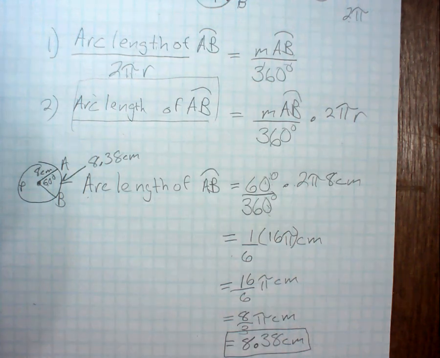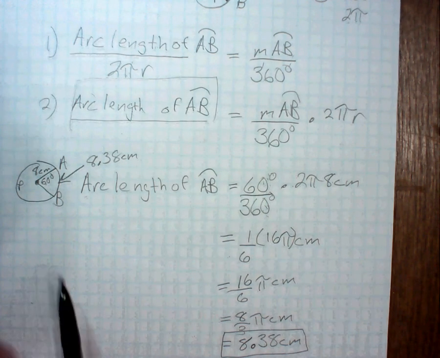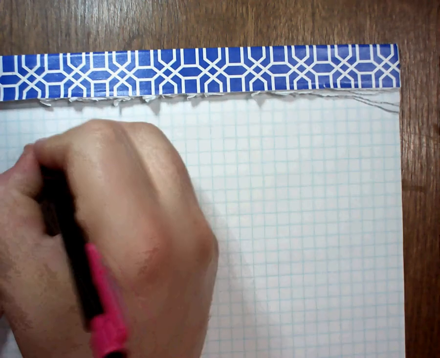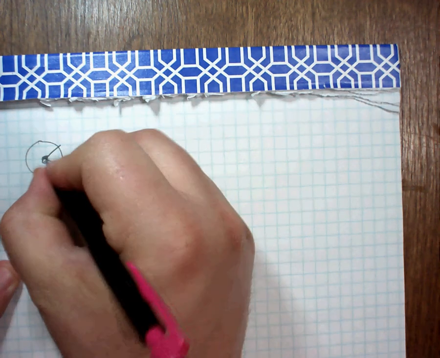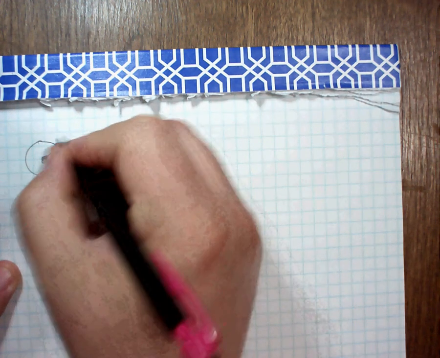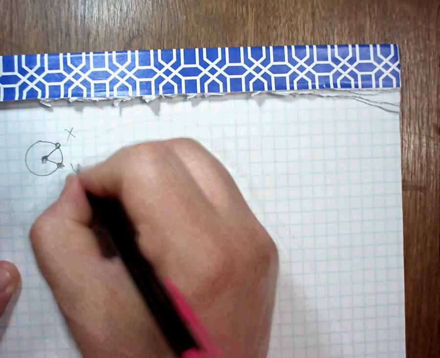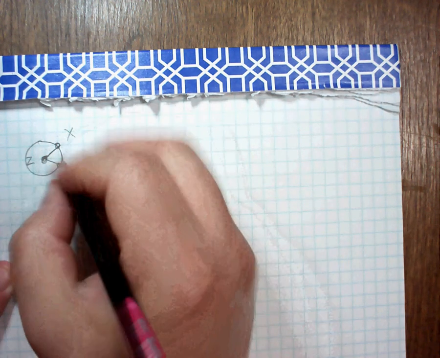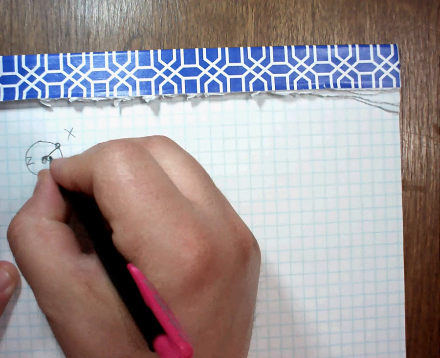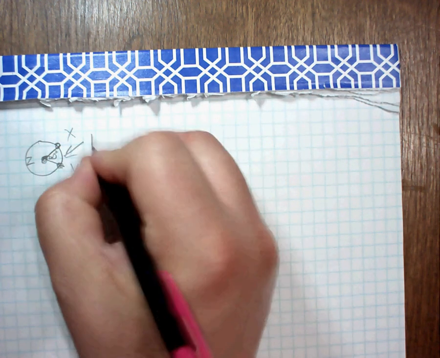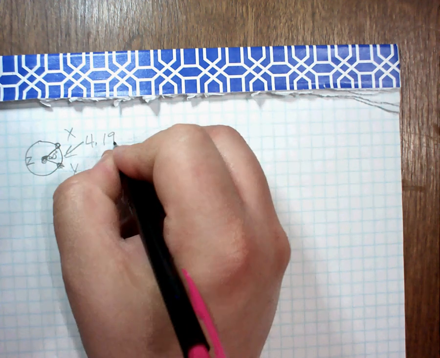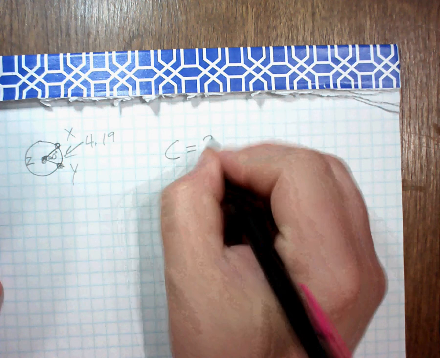So let's do a different example of this, because there's more than one application. Let's consider another circle. And we'll call this X, and we'll call this Y, and we'll call this Z. And I know that the central angle is 40 degrees. And we're given the arc length of 4.19, and we're asked to find the circumference.